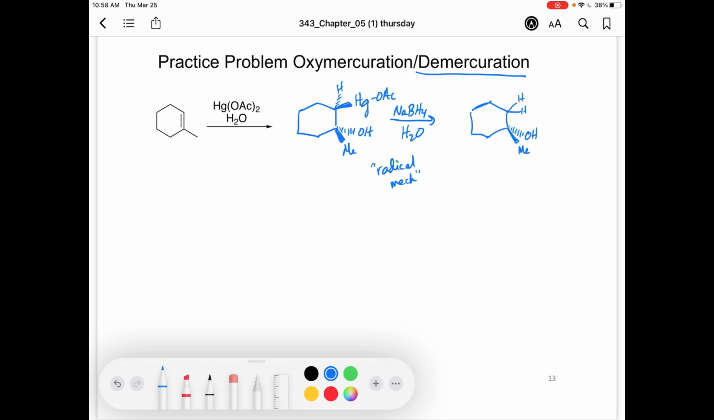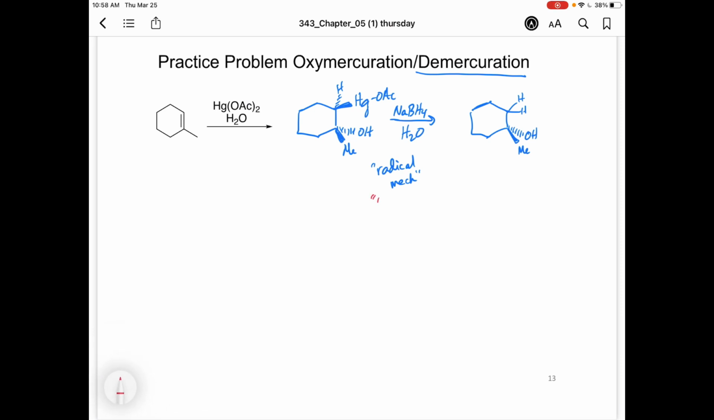Now, the key here is that there is no control here with addition of the H, okay? And we won't go over this mechanism. You don't need to know this mechanism. It's quite involved, and I'm not even sure if everyone knows exactly what happens here, but it's a radical type mechanism. So in this case, we don't make a chiral center. Just know that the hydrogen, essentially, if it could have made a chiral center, it would have racemized there.